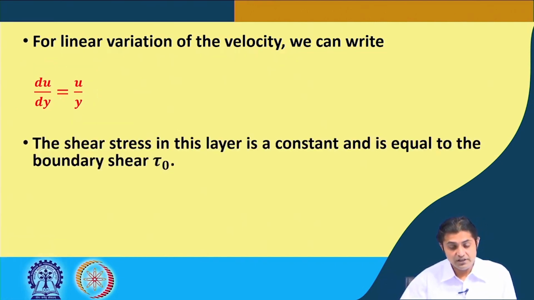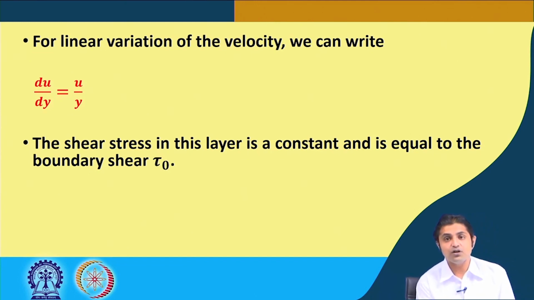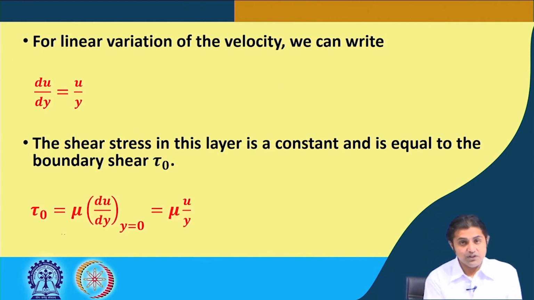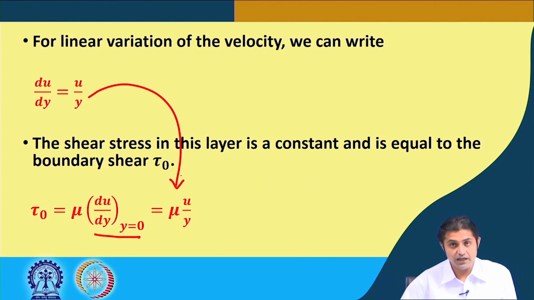Now, the shear stress in this layer is constant and is equal to the boundary shear stress given by tau naught, as we have already been using tau naught for the shear stress near the wall. This is also like a sort of a wall, this is the boundary, and therefore, we can write tau naught is equal to mu du dy at y is equal to 0. Or using this equation we can write mu u by y.